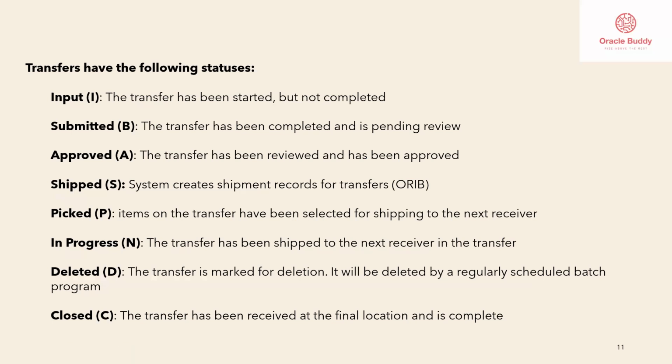Transfers have the following statuses: input, the transfer has been started but not completed; submitted, the transfer has been completed and is pending review; approved, the transfer has been reviewed and has been approved; shipped, the system creates shipment records for the transfer; picked, items on the transfer have been selected for shipping to the next receiver; in progress, the transfer has been shipped to the next receiver in the transfer; deleted, the transfer is marked for deletion and it will be deleted by a regularly scheduled batch program. Last is close status. The transfer has been received at the final location and is complete.